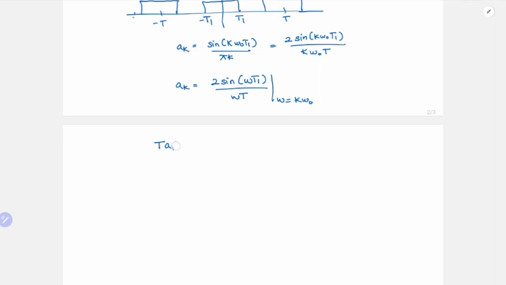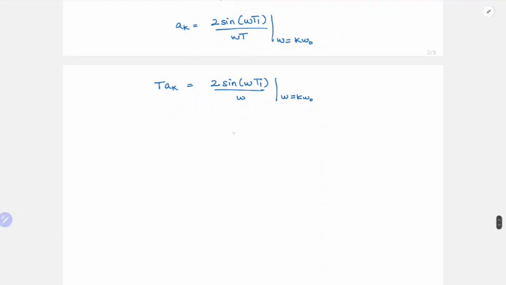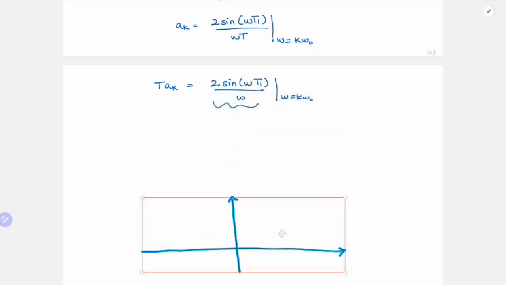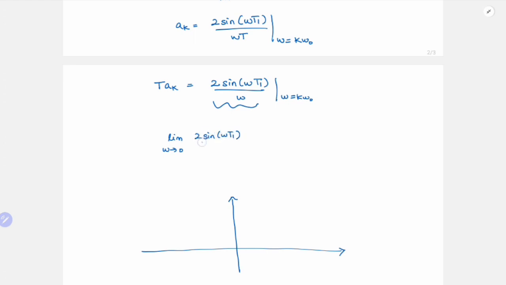So now if we try to get the expression for T times AK, it is nothing but 2 sine of omega t1 by omega, at omega equal to k omega naught. So how does this function look? 2 sine omega t1 by omega. So at 0 we need to take the limit, right? So let us take the limit, omega tends to 0, of 2 sine of omega t1 by omega. Why should we take the limit? Because both the numerator and denominator go to 0 at omega equal to 0. Hence we need to take the limit.